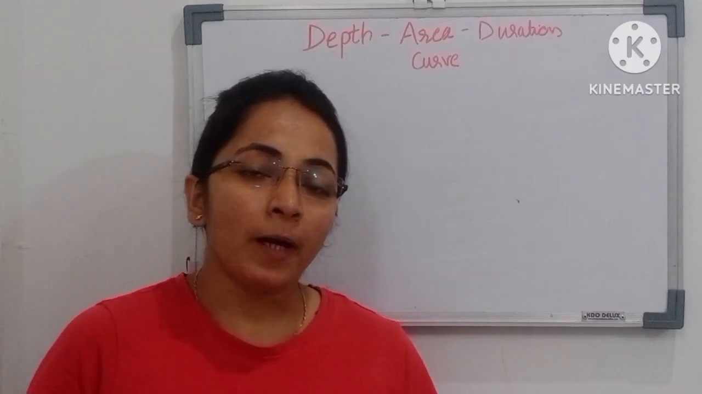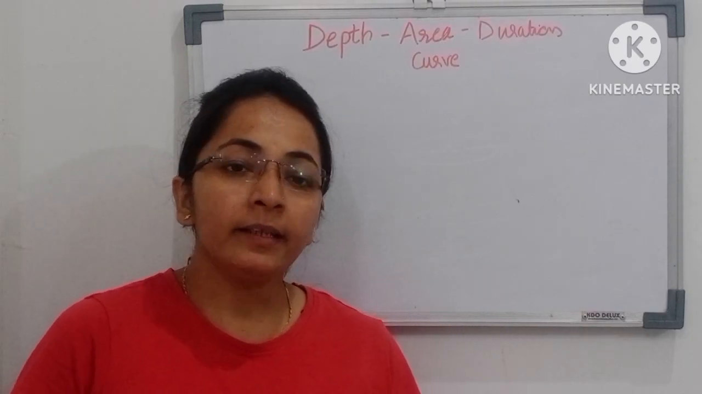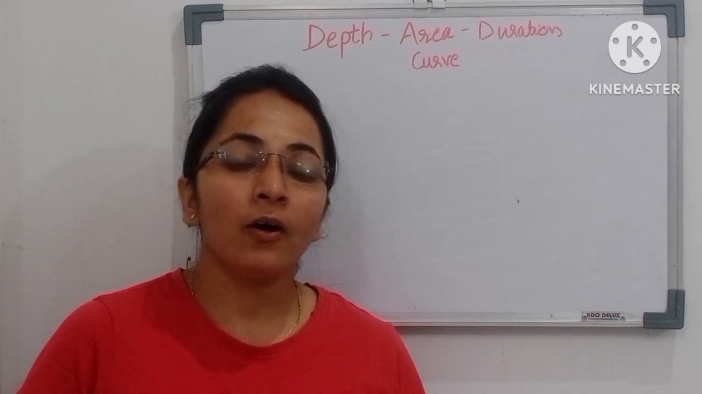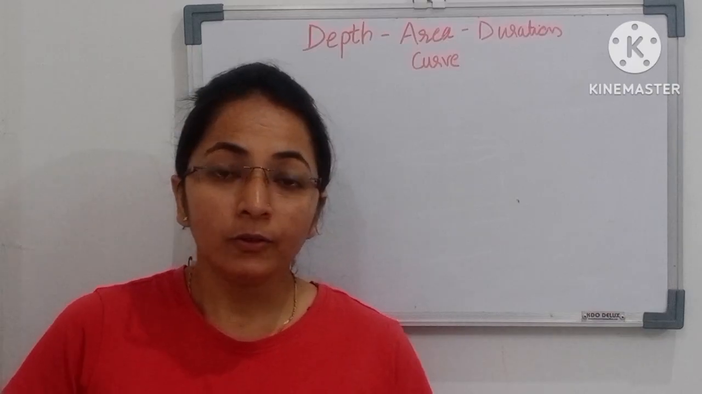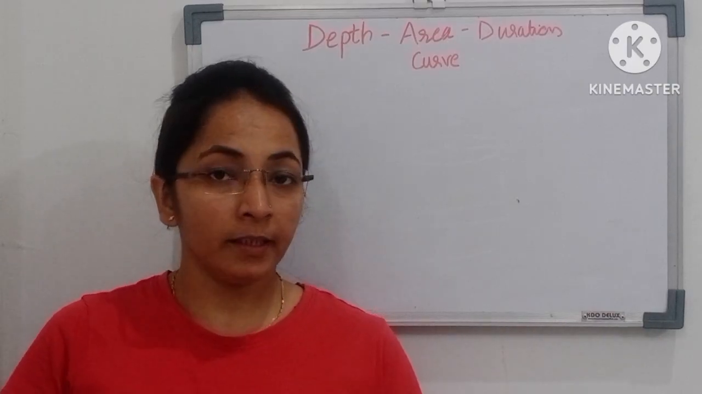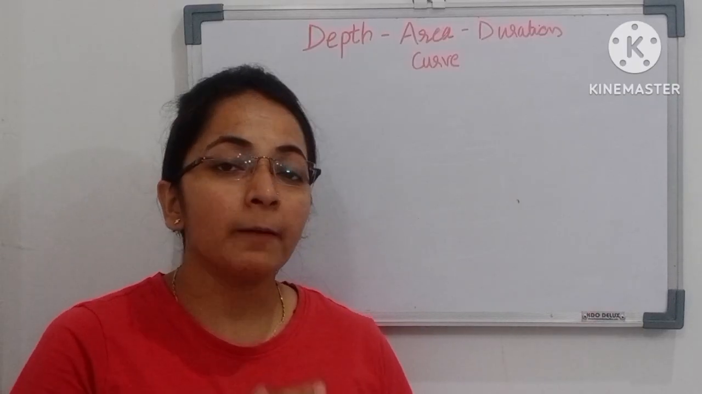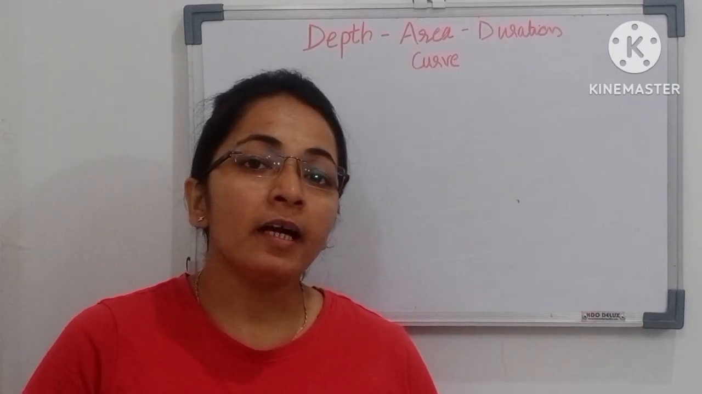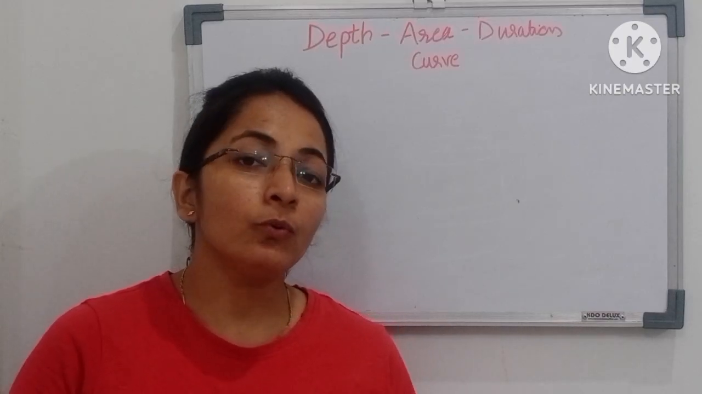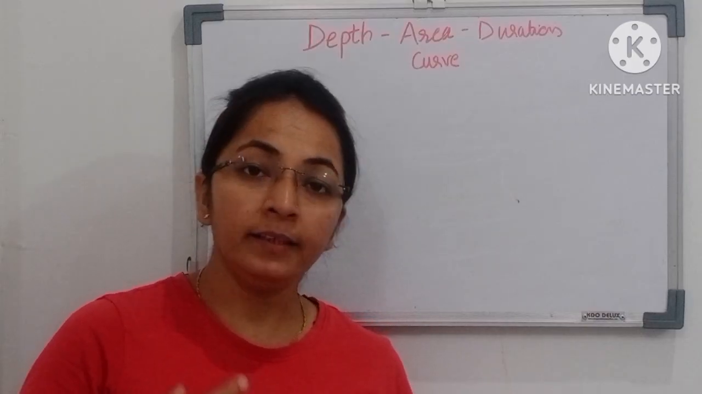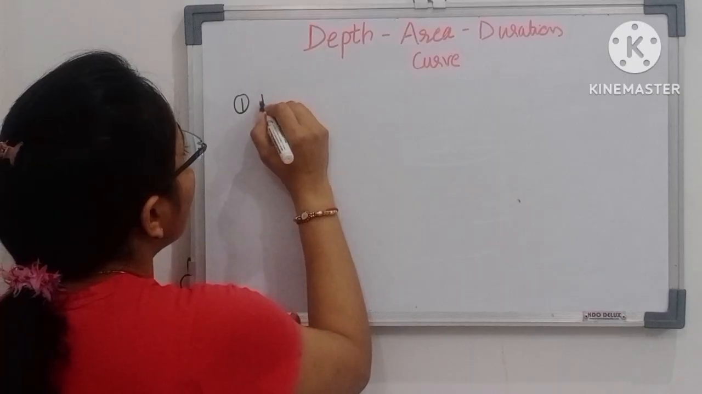So basically, the depth area duration curve is used to get the areal distribution of storm with respect to duration. So we will discuss that curve step by step. First we will discuss the relationship between depth and area and duration and depth, and then we will move towards the analysis of that curve. So first is the depth area relation.